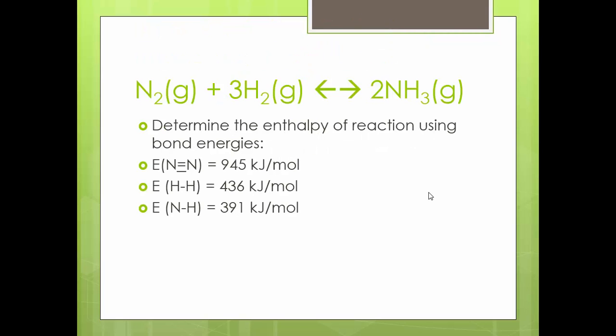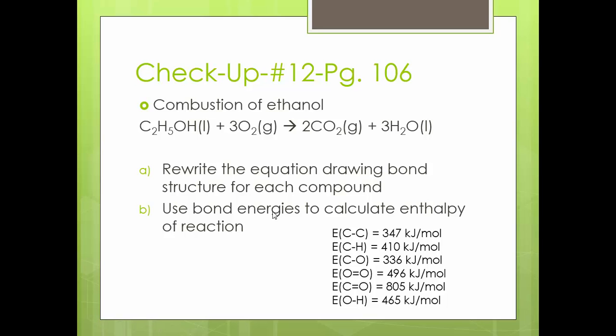Here's an example. We'll go over this in class, but you have the production of ammonia from nitrogen and hydrogen, and the bond energies of triple bond nitrogen, hydrogen, and N-H are given. You can try this one: the combustion of ethanol, so C2H5OH combusts with oxygen to make CO2 and water, like any other hydrocarbon combustion reaction. It's important to rewrite the equation using bond drawings so you can see exactly how many bonds of each type there are. The bond energies are given on the lower right-hand side: C-C, C-H, C-O, double bond O, double bond C-O, and O-H. And that's it.